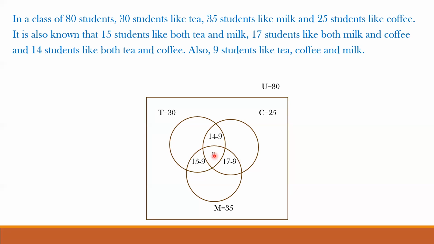You will take 9 plus 14 minus 9 plus 15 minus 9. You will land up in an answer. So 30 minus this complete answer will give you this region of only students who only like tea. Okay, let's take this region.